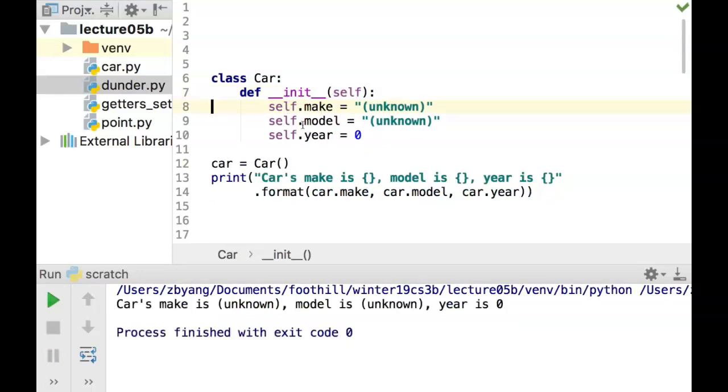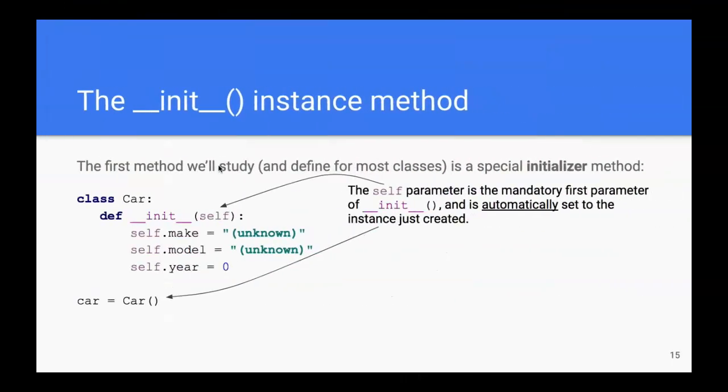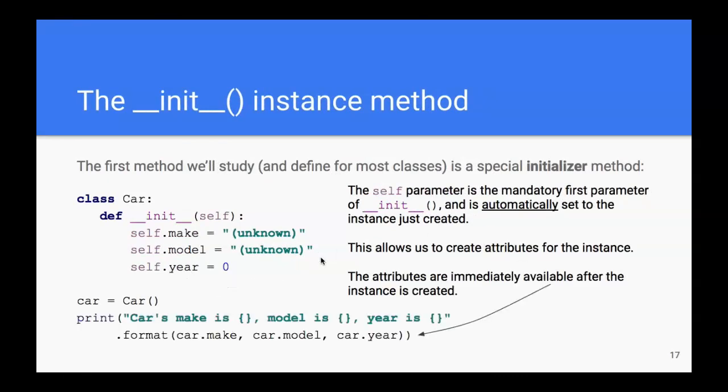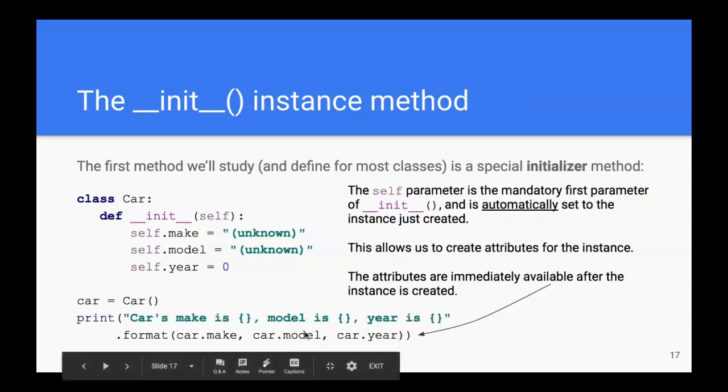But basically, yeah, I created all the attributes for this instance. And so I can actually access them and print them out after the instance is created. Okay. Yeah, that's how we create attributes for the instance, and that's how we read them back out and print them.